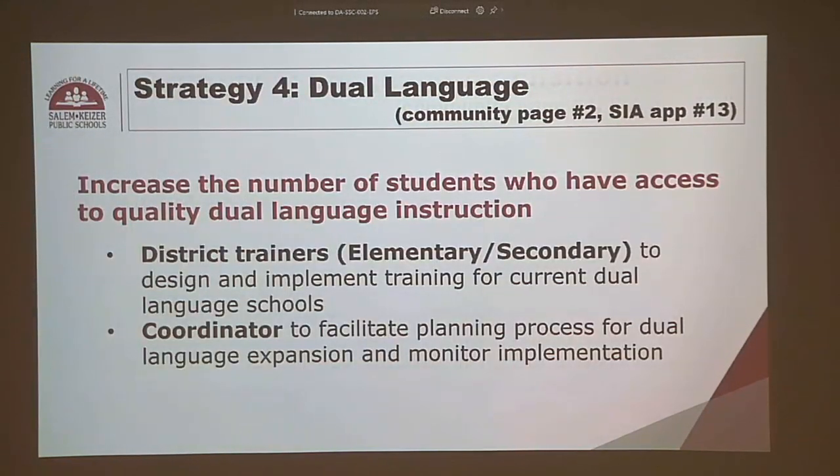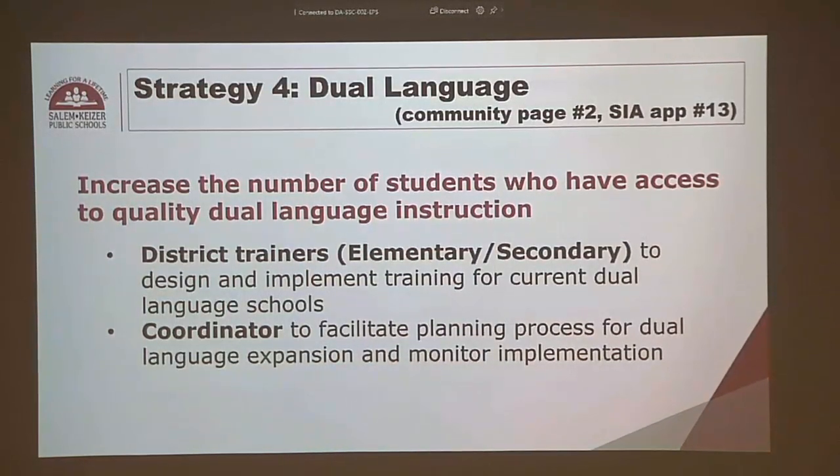I think I'm doing dual as well. So dual language. One of the things we heard from our families is the need to increase the number of students who have access to quality dual language instruction and quality dual language programs. So this slide represents two different phases of that. The first level of district trainers are to work with our current dual language programs and dual language classrooms and schools to be able to ensure that we have excellent instruction going on for our students right away.